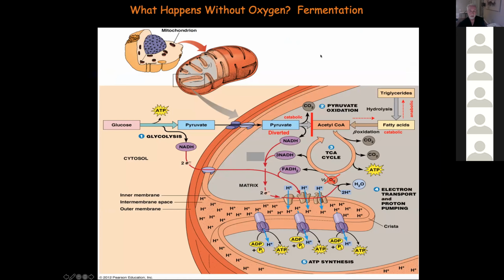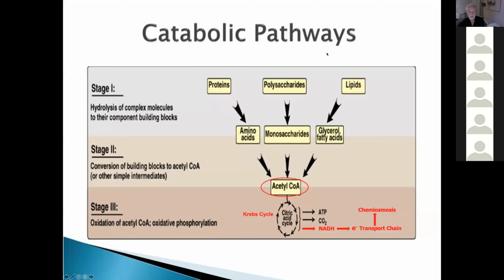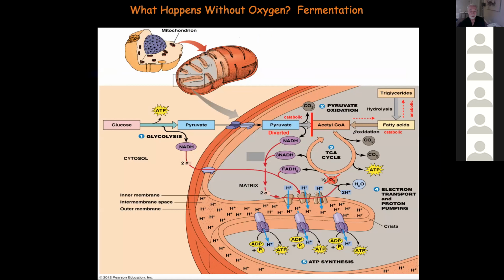Now, what happens if you don't have oxygen? Fermentation. So here we have all the same steps, but if there's no oxygen, what happens? Remember, oxygen is the final electron acceptor. So this slide is different from previously. You see that oxygen is crossed out. There is none. So if there's no oxygen, what happens?